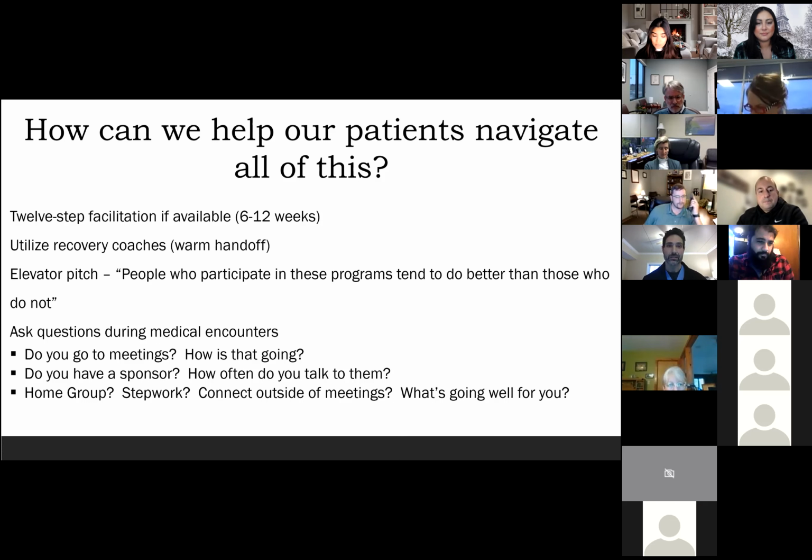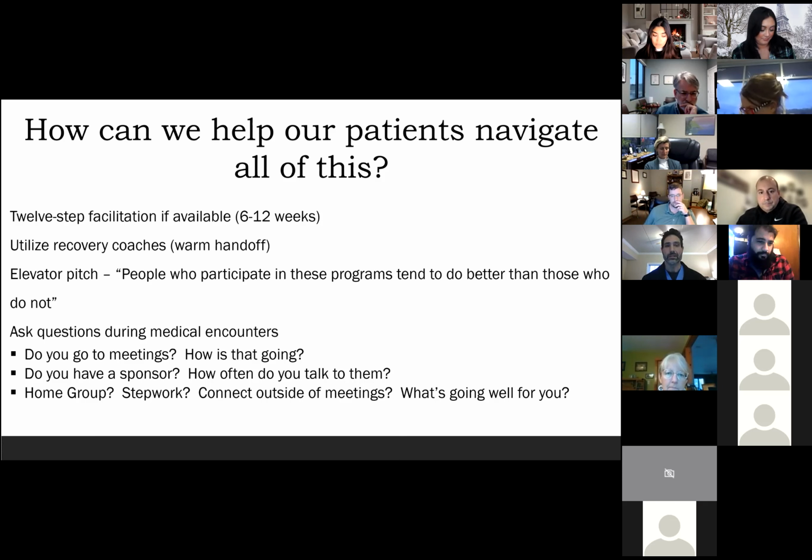In addition, they also encourage people to attend meetings and to get involved in 12-step programs. And the evidence shows that really systemized 12-step facilitation tends to work best for patients who are going to use 12-step programs.